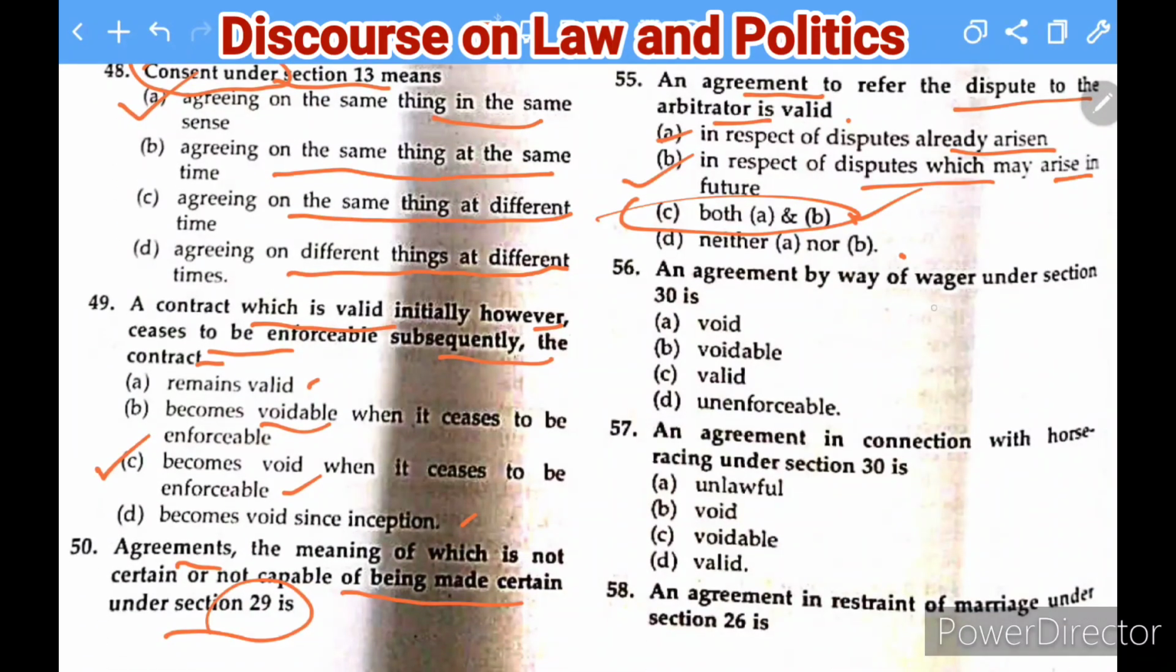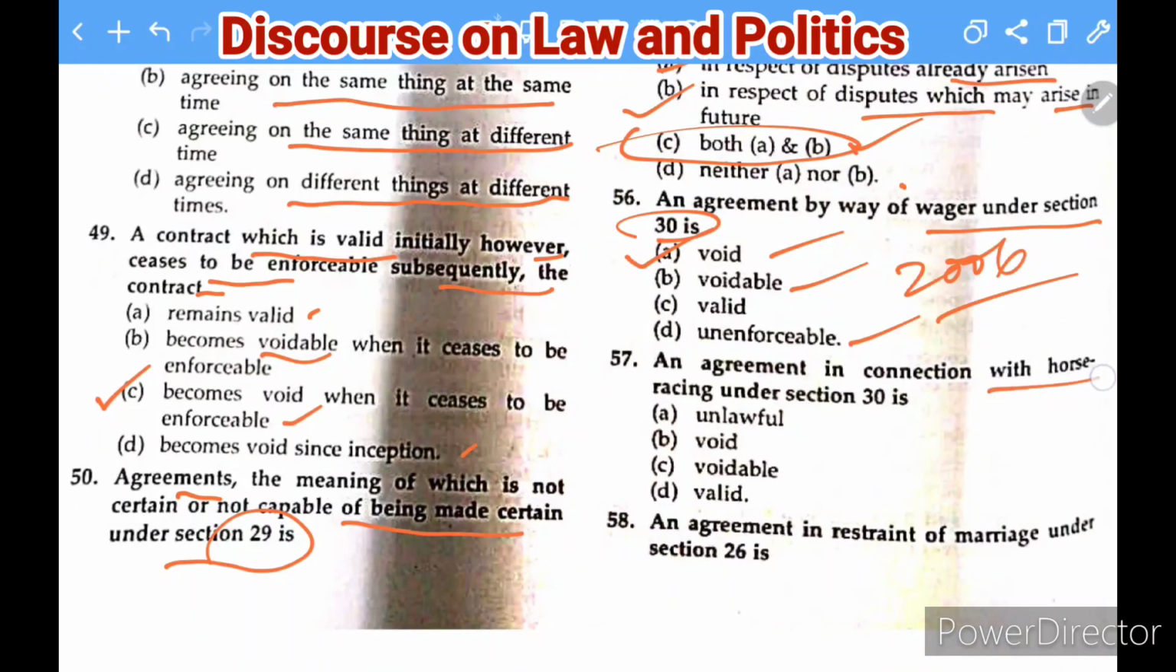An agreement by way of wager under section 30 is whether void, voidable, valid, or unenforceable. This was a question already asked in 2006 of the UP PCS J. So just let me know what effect would happen on the wagering agreement. Give your answer here. Waiting for your response. Yes, it is going to be void.